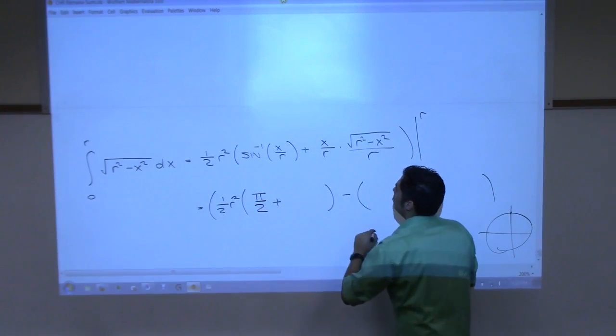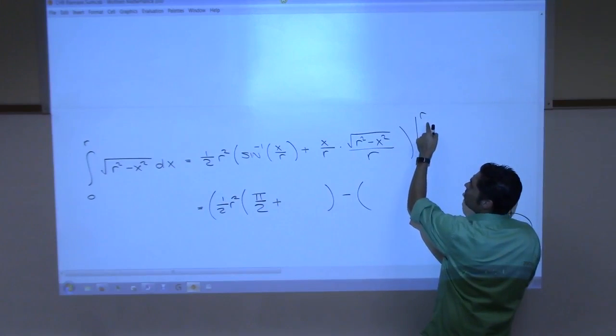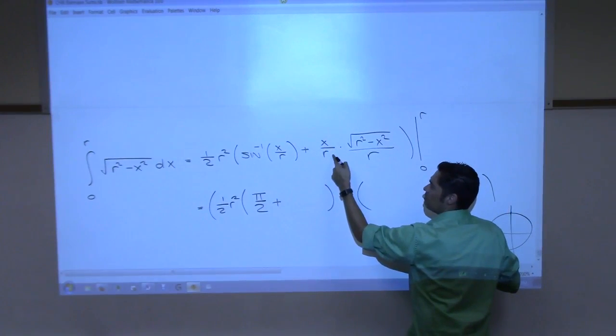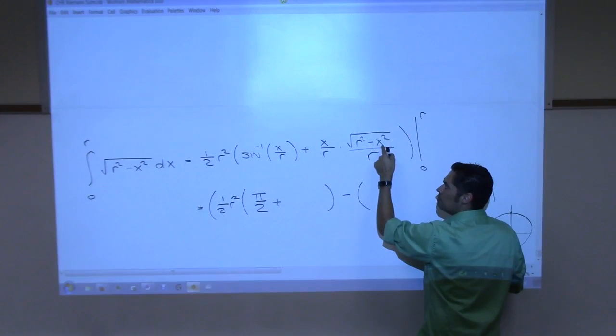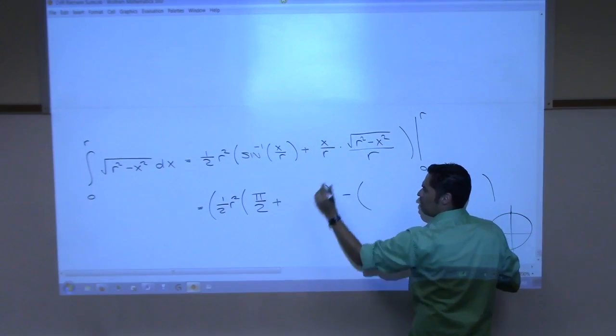Plus, what happens here? I'm plugging in r here. That's r over r, which is 1. But look at this right here. R squared minus r squared. 0. That's zeroed out. That's all 0. That whole thing's 0, right?